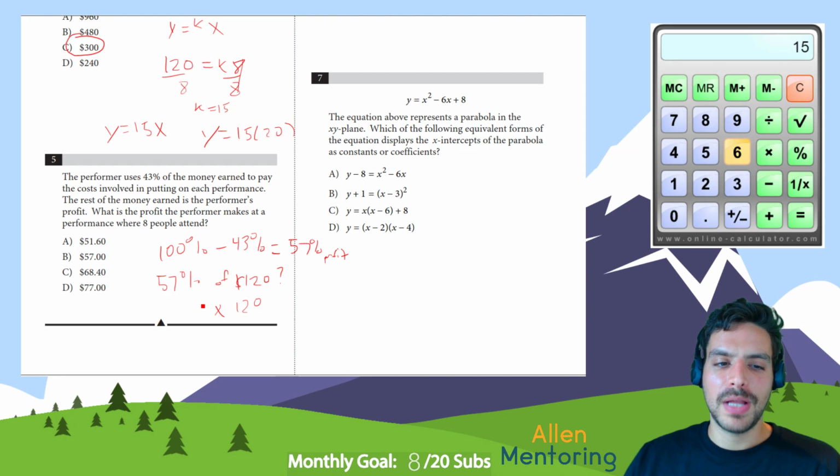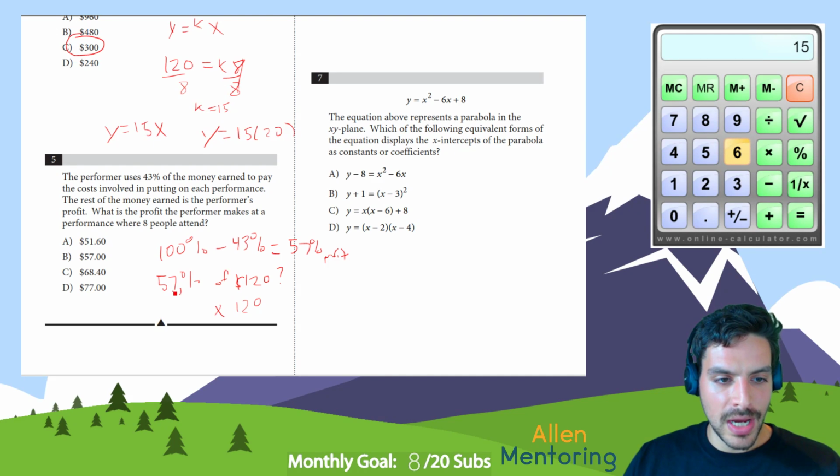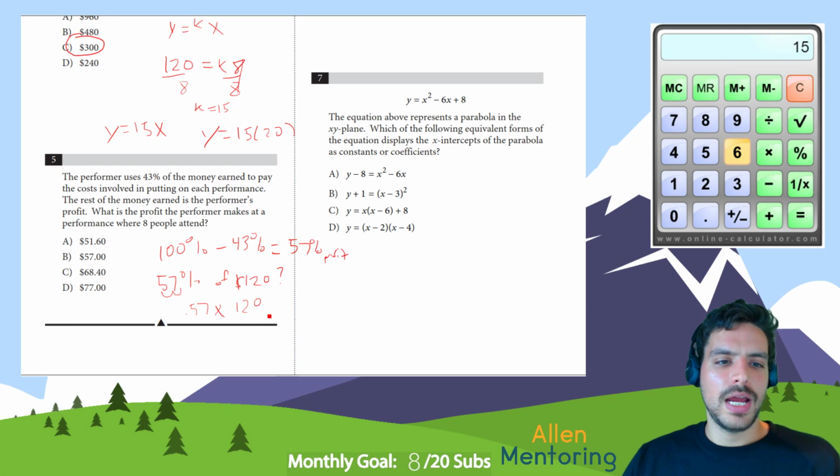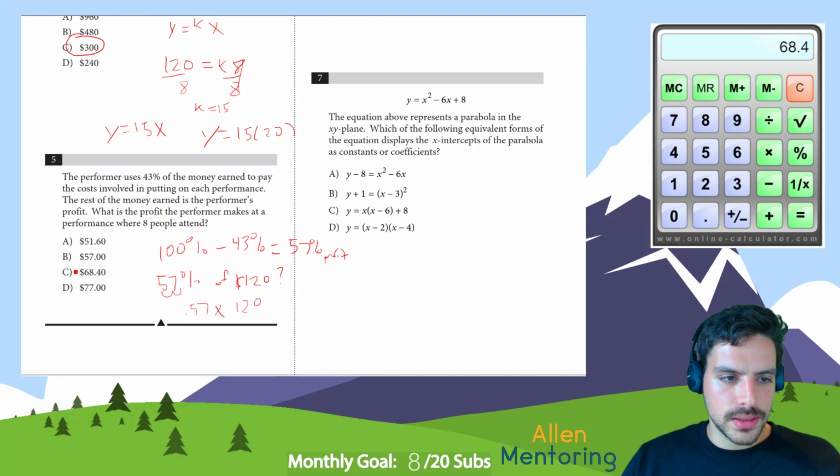Because we cannot multiply 120 by a percent. We want to multiply it by a decimal. So the way that you convert a percent into a decimal is you move the decimal place 2 times to the left. Okay, so our new decimal place is right there. So we get 0.57 times 120. 0.57 times 120 is $68.40.